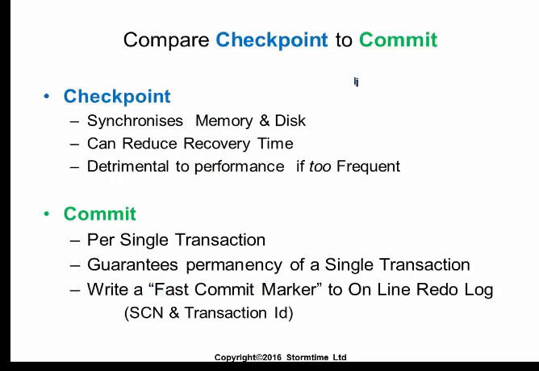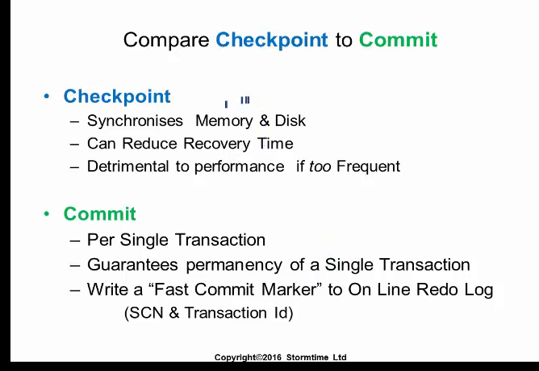So just compare checkpoint to commit. They're nothing to do with each other. Checkpoint synchronizes memory and disk, so it can reduce recovery time, but it is detrimental to performance if it's too frequent, if we're checkpointing too aggressively. Commit, which is to do with transactions, guarantees the permanency of a single transaction, and it does that when you commit a transaction by writing what we call a fast commit marker to the online redo log. It's got things like the SCN, system change number, the transaction ID, and also the time it was committed.